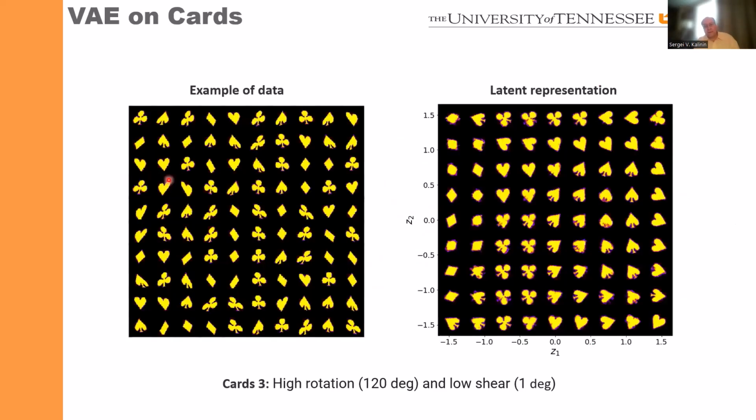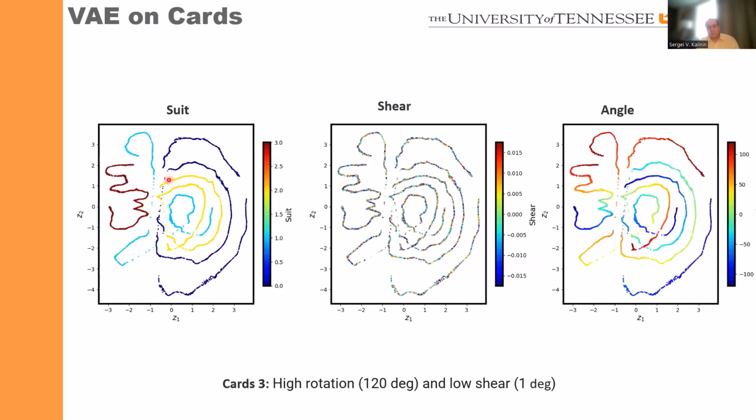Now let's take the example of the same data set when the rotations are much higher and the shears are lower. If we do that, this is what happens. In this case, our manifolds are still one-dimensional, but very zigzaggy. You can see that they try to fold on themselves in the latent space, almost as if we are trying to mix liquids together.